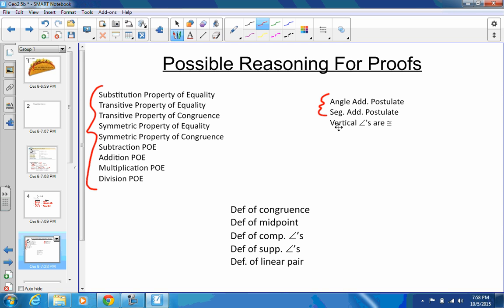This right here is one theorem that we actually haven't learned yet. We're going to do that in the next section. That all vertical angles are congruent. So a pair of vertical angles would be congruent. I don't know that we'll need that today, but I threw that in there.